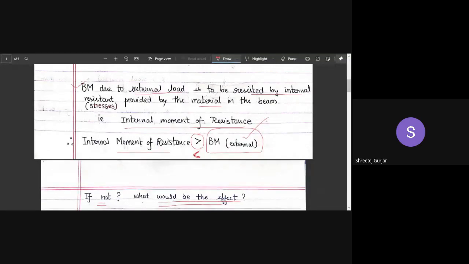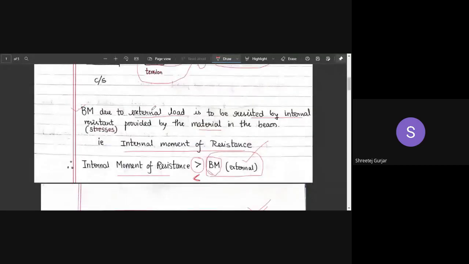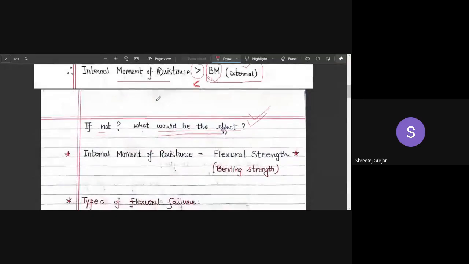It will fail, right? It will fail because the internal resistance is smaller. That means it is not capable enough to handle your bending moments due to the external loading. So your beam will fail. So always you have to take care that the moment of resistance should be greater than the bending moment caused by the external forces. Okay, so this is one important thing.